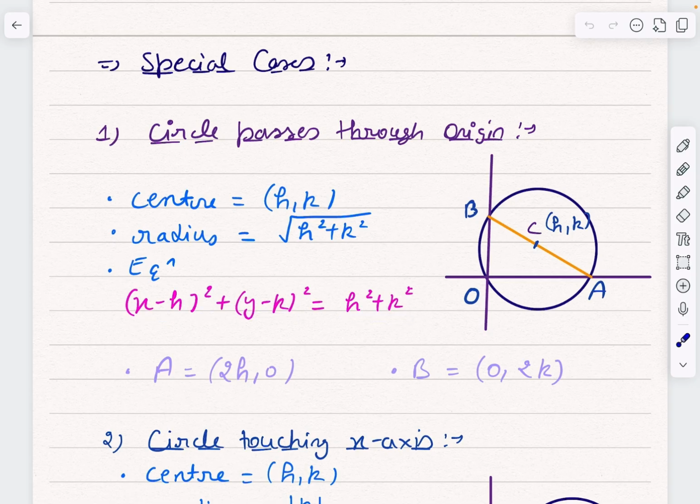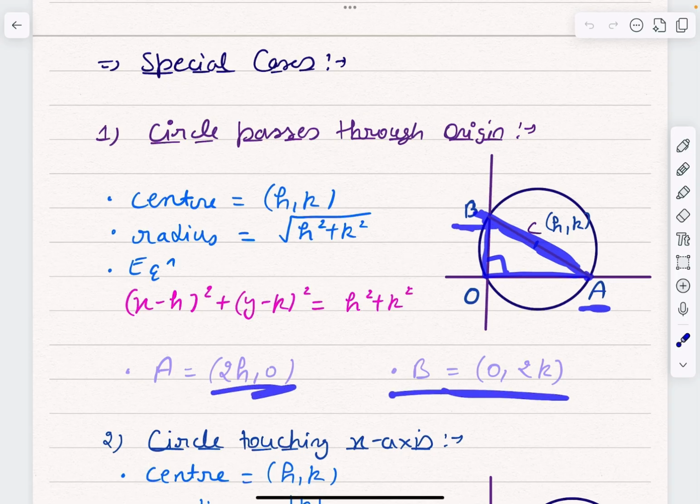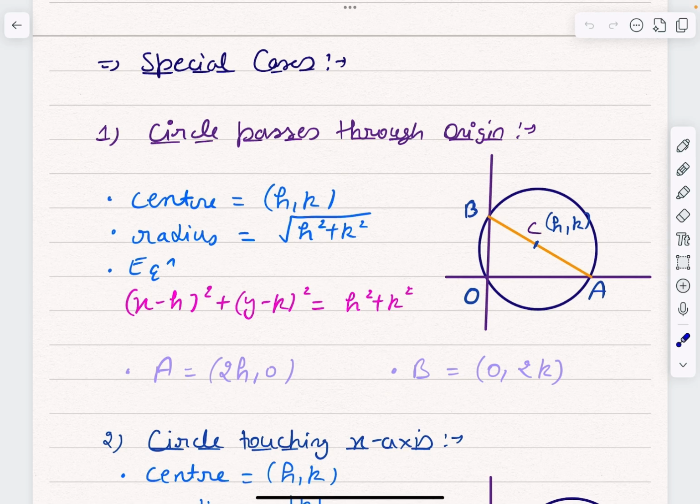One more important thing here. You will see if this angle is 90 degrees, then AB must be a diameter. And if AB is a diameter, you will see this point A will come out to be 2h comma 0 and B will come out to be 0 comma 2k. Because C will be the midpoint of those two, you can easily find the coordinates of A and B. It will be 2h comma 0, 0 comma 2k.